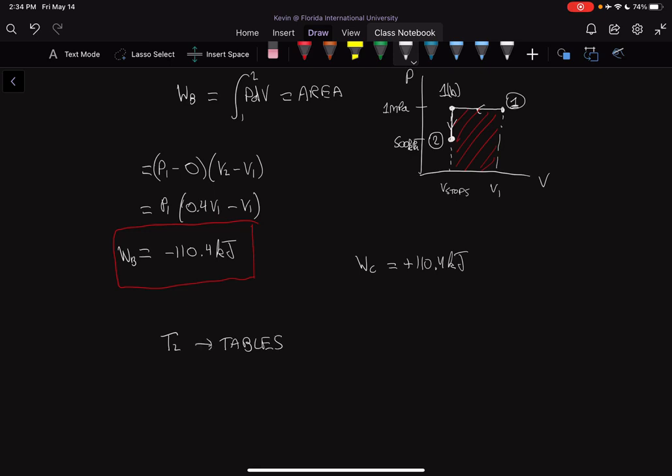And from our tables, we have that P2 is equal to 500 kilopascals, and V2 is equal to 0.1226 meters cubed per kilogram. So we're going to go to our tables, and we're going to start with table A5 again, because now we're not sure if it's a superheated vapor or not. We're now at a new step, so we're now at a new pressure and new volume, so we need to start over. So we're going to go to table A5.